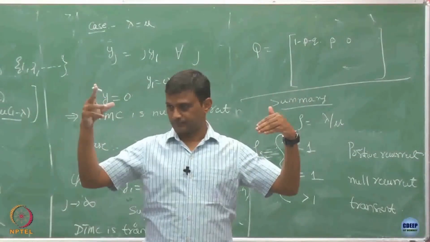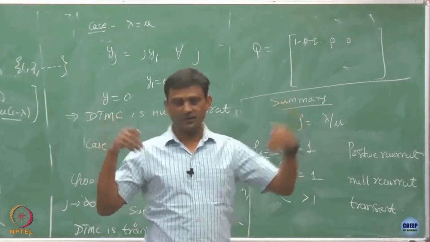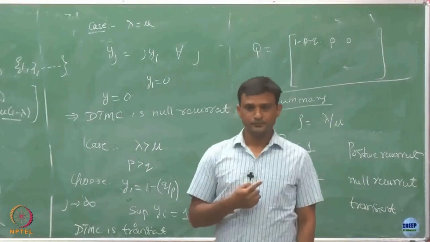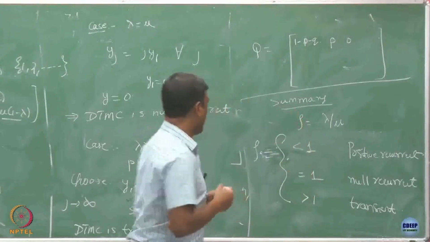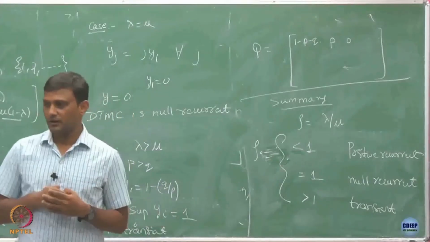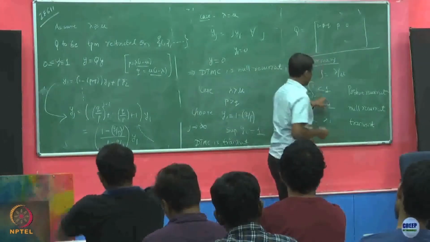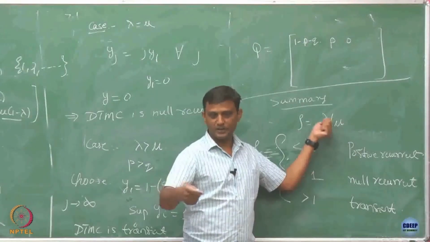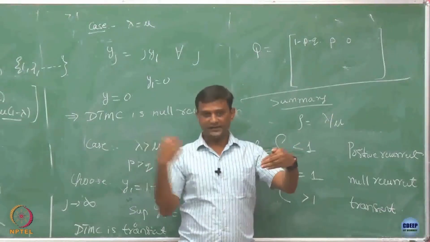Now coming back to our queue example, we had a queue where customers are joining and they are getting served. Lambda is like the arrival rate and mu is like my service rate, right? So we can think of this ratio lambda by mu as a kind of load factor, how much load I am putting into the system. When this load is less than 1, service is happening at a faster rate compared to the arrival rate, right?